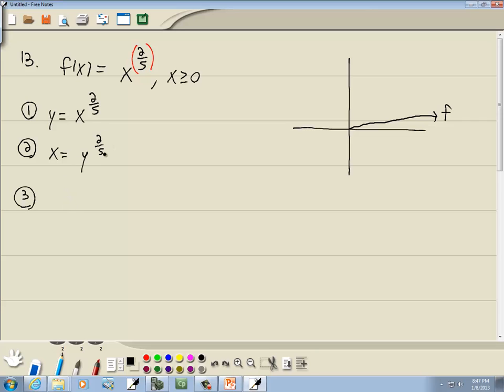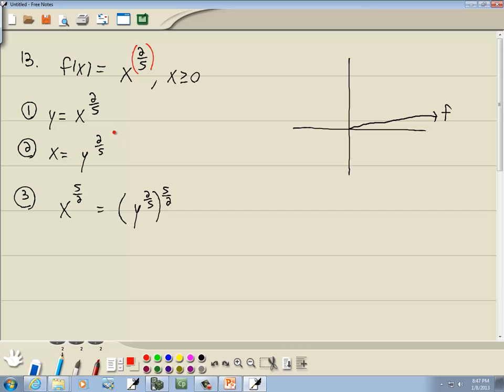We're going to take both sides to the reciprocal of this power. We got 2/5. The reciprocal of 2/5 is 5/2. So we're going to take both sides to the 5/2 power, like that. And then over here, we'll have y to the 2/5 to the 5/2 power.